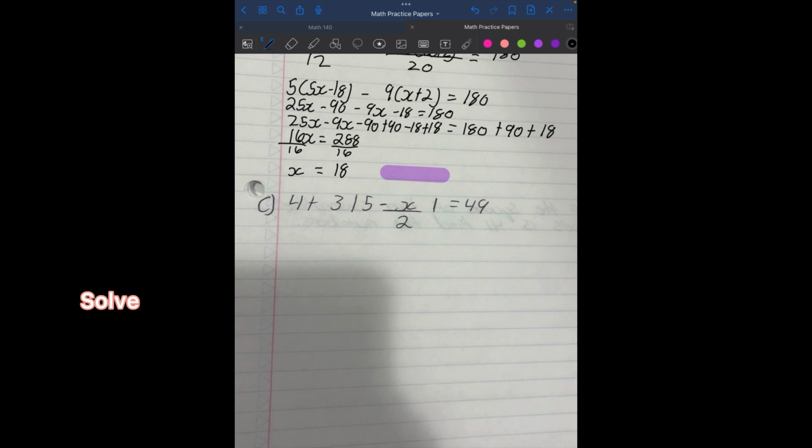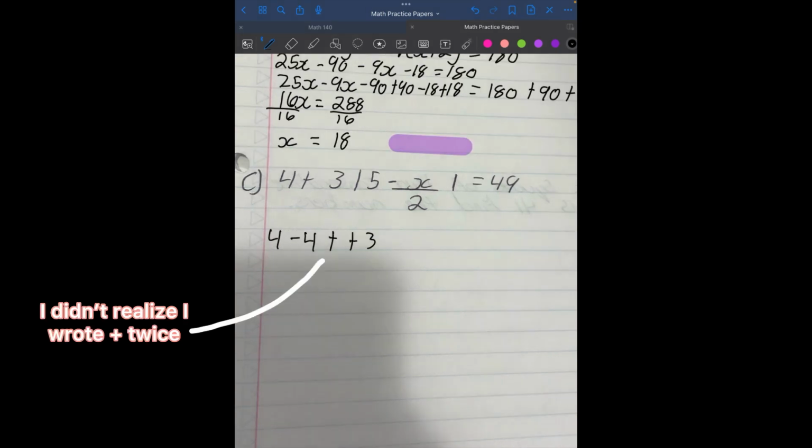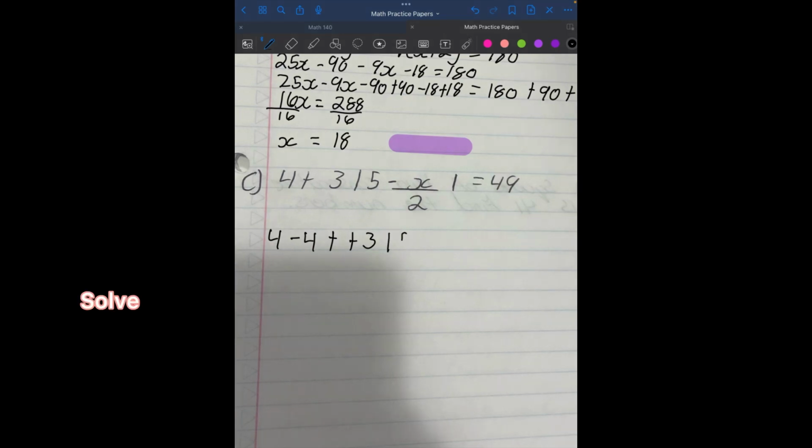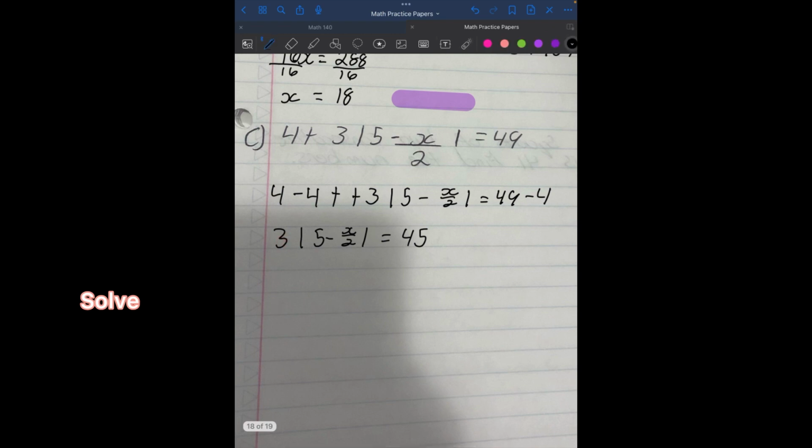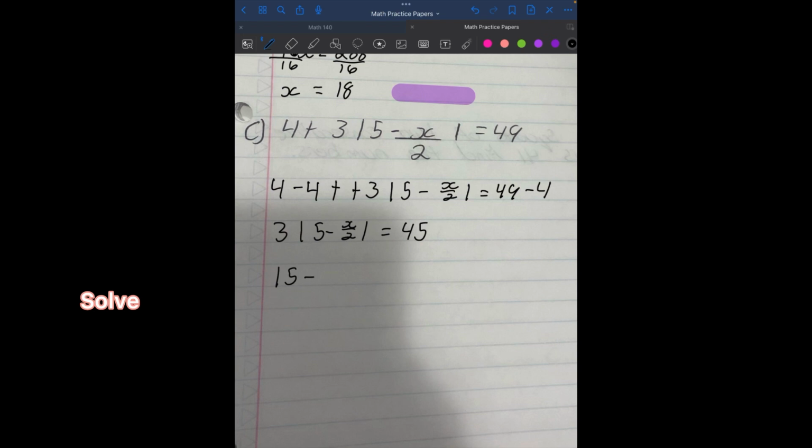So first, like I say, we gotta isolate this absolute value. So we gotta get rid of this 4 and 3. We're gonna subtract 4 from both sides. So 4 minus 4, 3 times the absolute value of 5 minus x over 2 equals 49 minus 4. We're just left with 3 times the absolute value of 5 minus x over 2 equals 45. So we're going to divide by 3 to get rid of this 3 over here. So we'd have the absolute value of 5 minus x over 2 is equal to 45 divided by 3, which is 15.